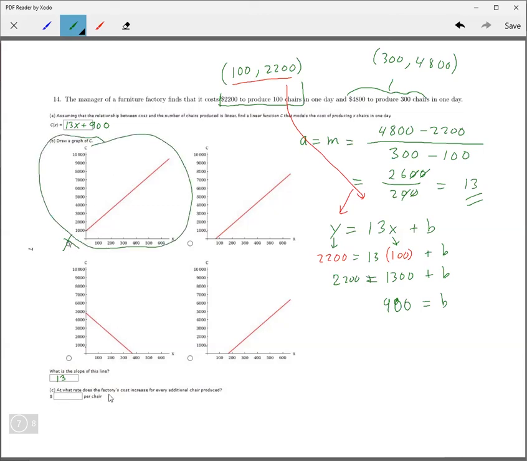Also, right here it says, at what rate does the factory's cost increase for each additional chair produced? And the answer is $13. So it costs $13 for each additional chair that's produced. The 900, you could think of as a fixed cost that you have to pay no matter how many chairs you make. Even if you just let the factory sit and do nothing all day, you're still going to have to pay this cost right here. And then you can think of the 13 as the materials that are needed for each chair.